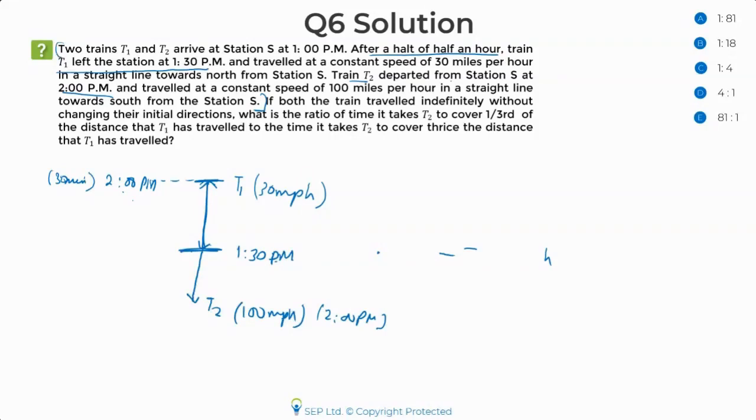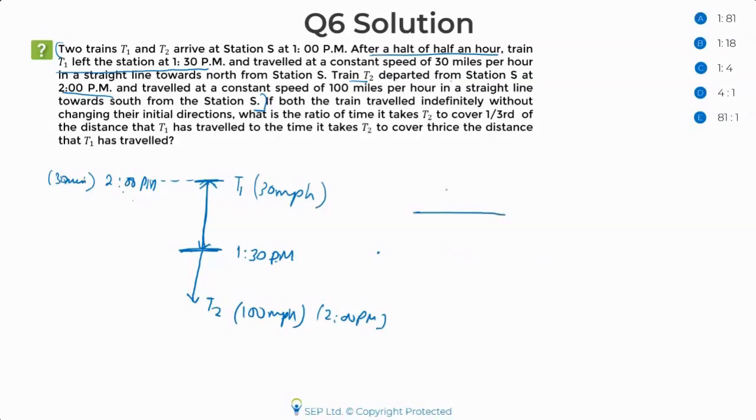Now, if both of them are traveling indefinitely, so they're just moving on. This train started at 1:30 and it's moving. T2 has started moving at 2 o'clock. It's moving in its own direction. Now, the last and the crucial part. They're talking about what is the ratio. So I'm talking about a ratio.